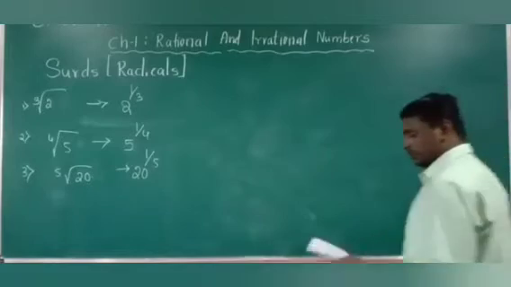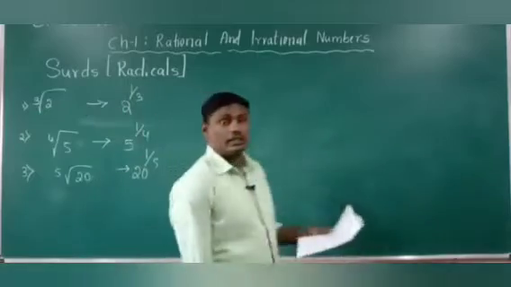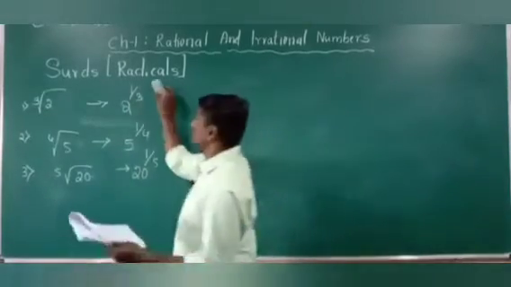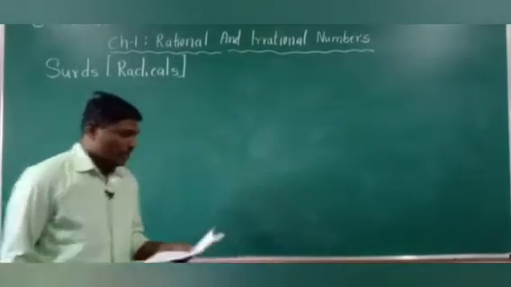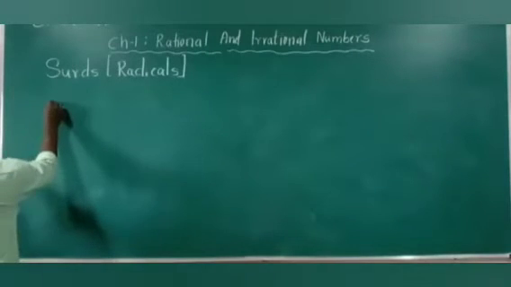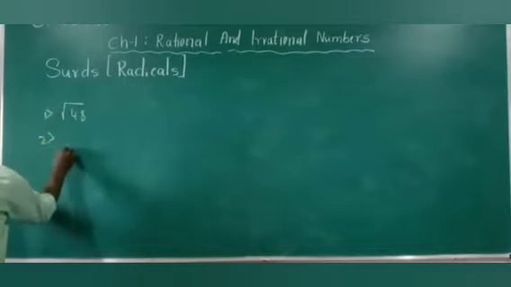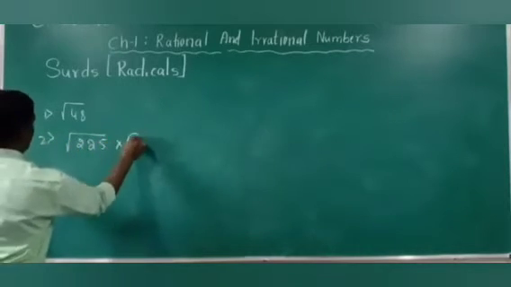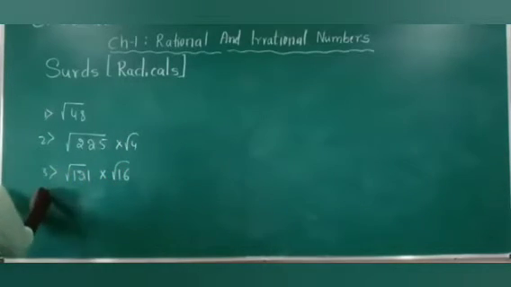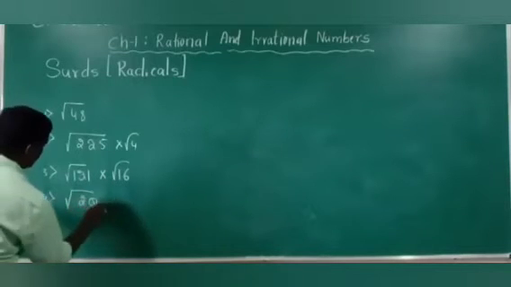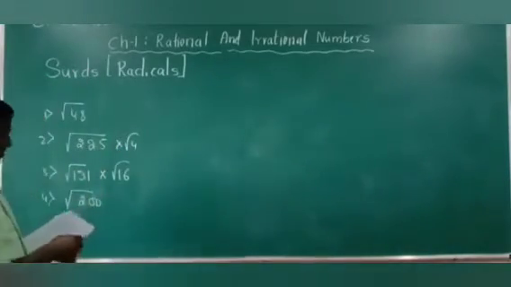Okay, next one, here some questions are given. State which of the following are surds. You need to identify whether the given numbers are surds or not. Okay, first one, root 48. Second one, root 225 into root 4. Third one, root 121 into root 16. Fourth one, root 200. So we need to identify which of the following is a surd.